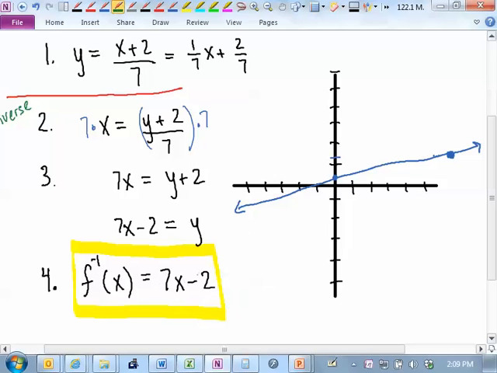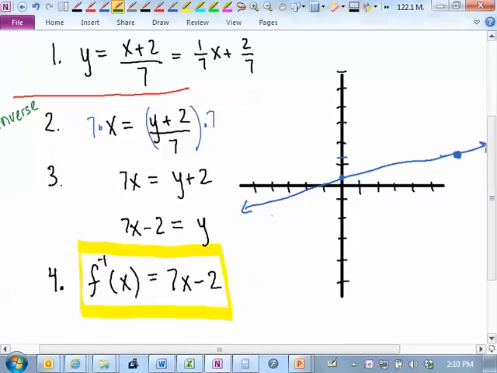The next graph, I'll graph this inverse in green, would be go down 2 and then go up 7 over 1. So 1, 2, 3, 4, 5, 6, 7 over 1. Connect the dots. Yeah, I know it's not perfect, but you can see how there's your y equals x line, and if you folded them, they would have matched.